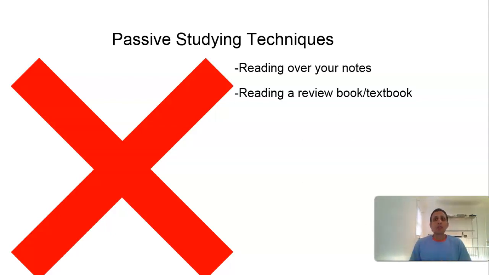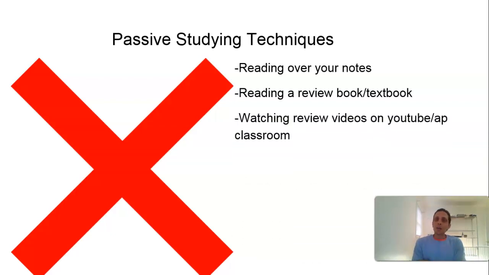Reading a review book or rereading the textbook, same kind of thing. Scientific studies have proven that you only retain about 10 to 15% of what you read. You lose the other 85%. And so you have to actually demonstrate your knowledge somehow in order to see what you do and you don't remember and what you do and you don't know.